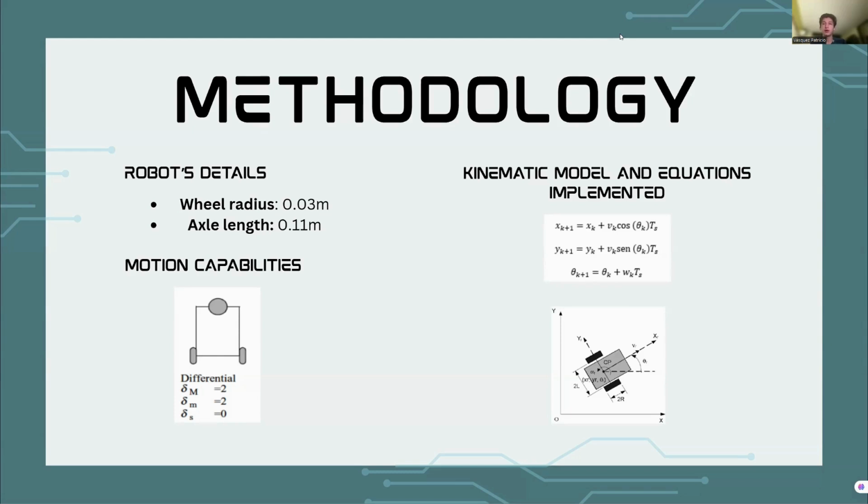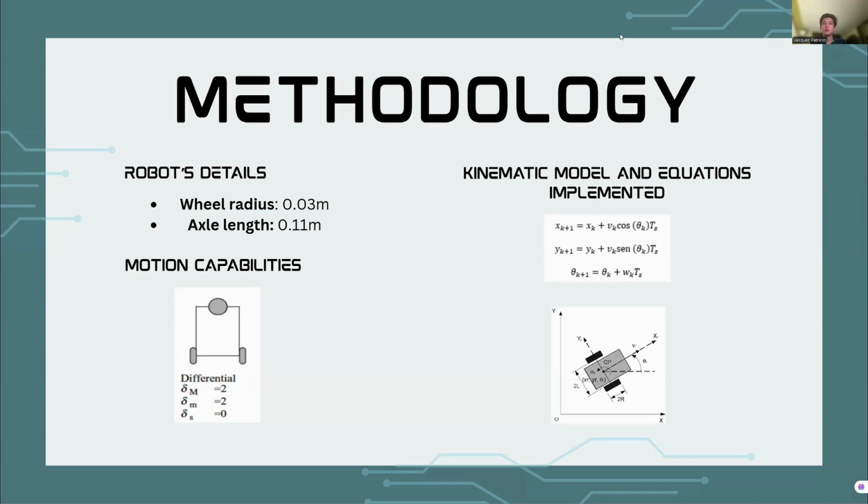First of all, we describe the physical characteristics of the robot, including the wheel radius, the axle length, and the basic mobility constraints. These parameters are essential because they define how the rotation of each wheel translates into motion on the XY plane. Next, we apply the kinematic model of a differential robot.